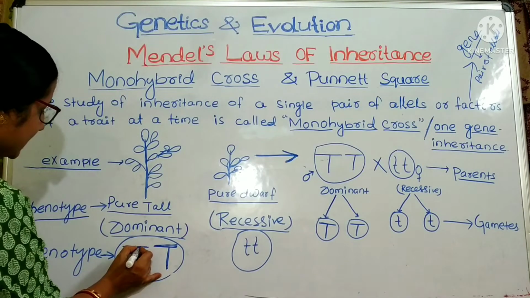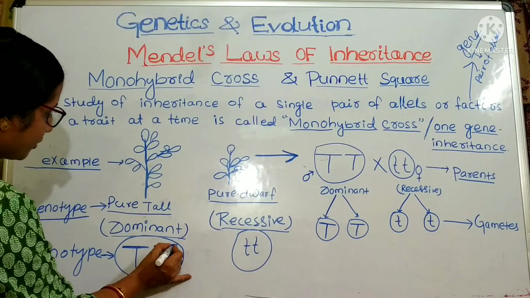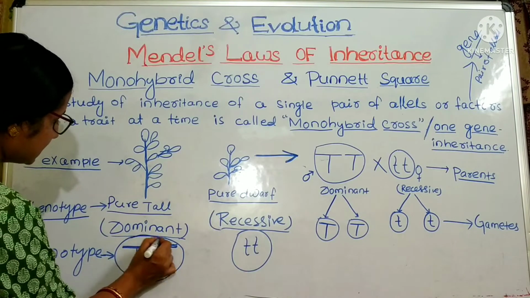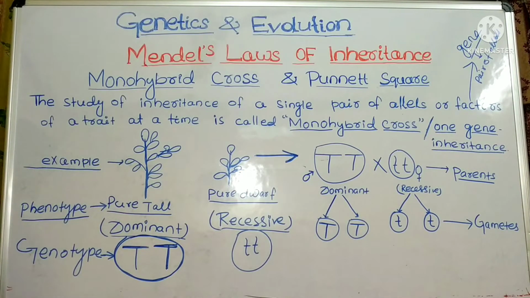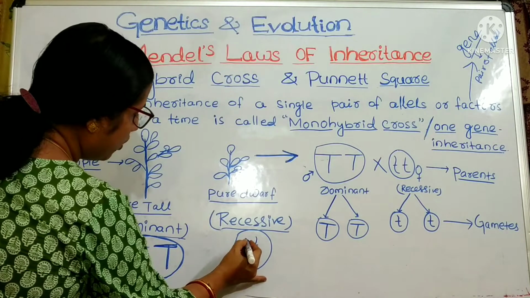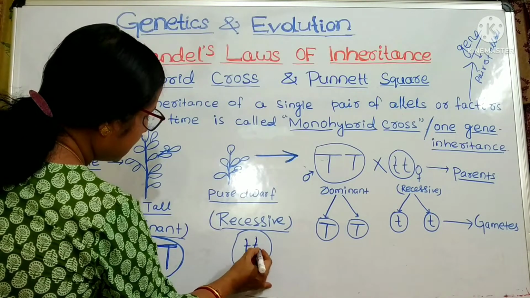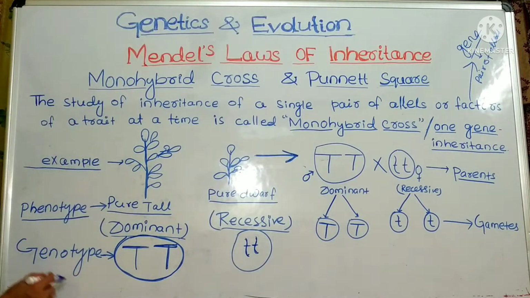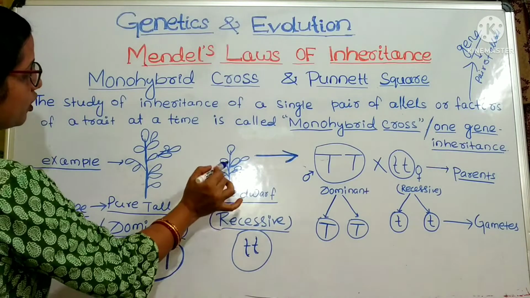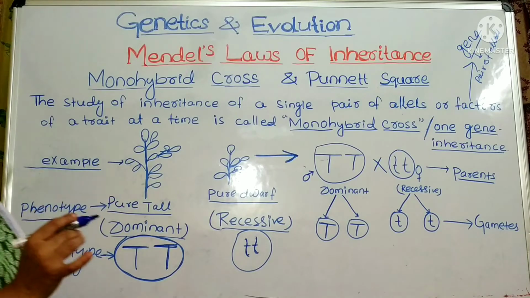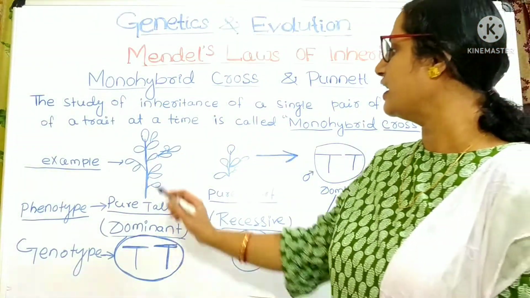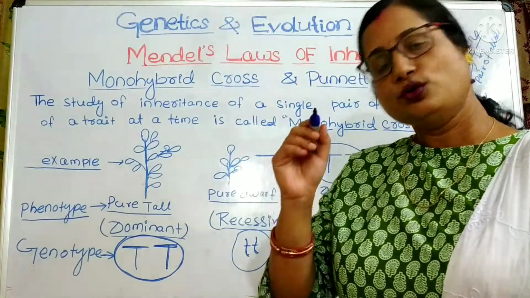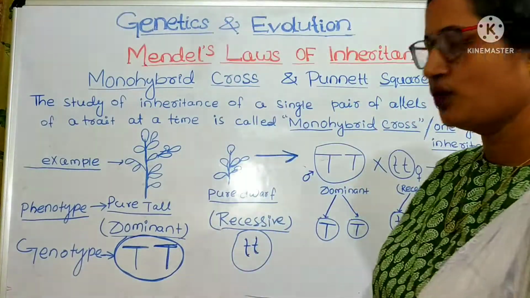So capital T capital T is a pair of alleles and it is the single gene of pure tall. And small t represents the genotype of a recessive or pure dwarf plant. So dwarf is a recessive character here and pure tall is the dominant character.